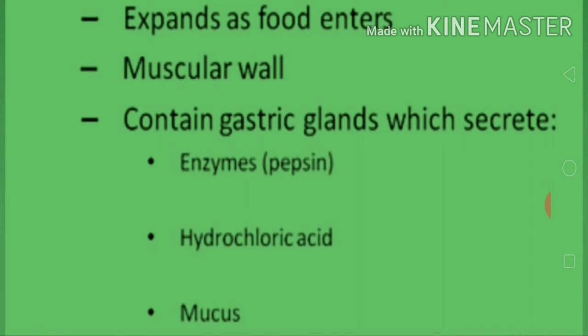Now enzyme pepsin can work only when the environment of the stomach is acidic, and hydrochloric acid makes the environment of the stomach acidic. Enzyme pepsin plays a very important role in the digestion of protein. Pepsin breaks down the complex protein into simpler ones. This enzyme pepsin is present in our stomach in an inactive form, known as pepsinogen.